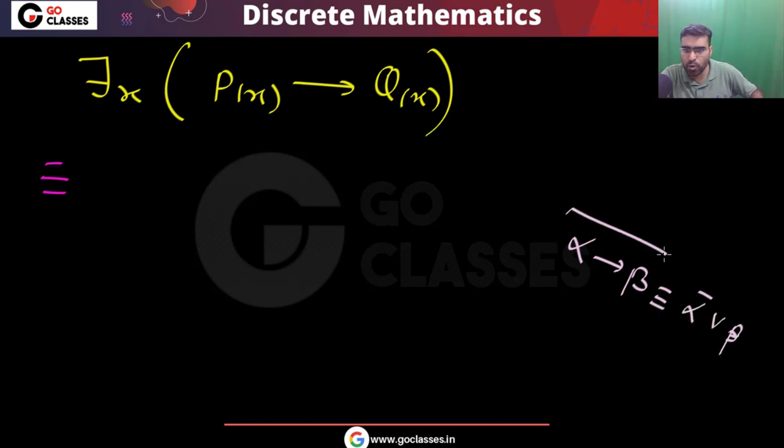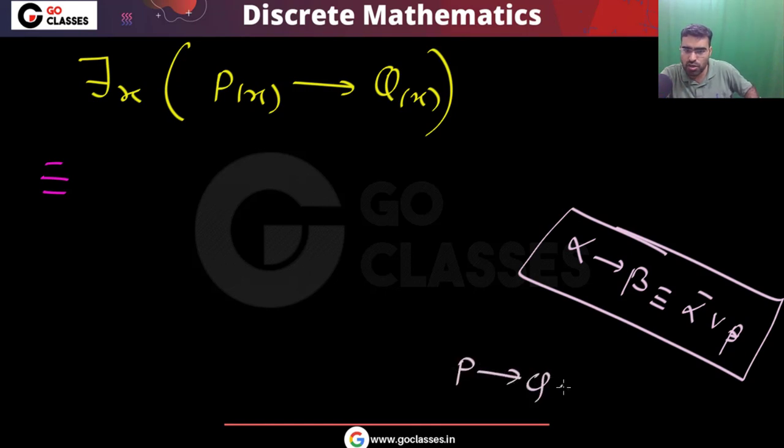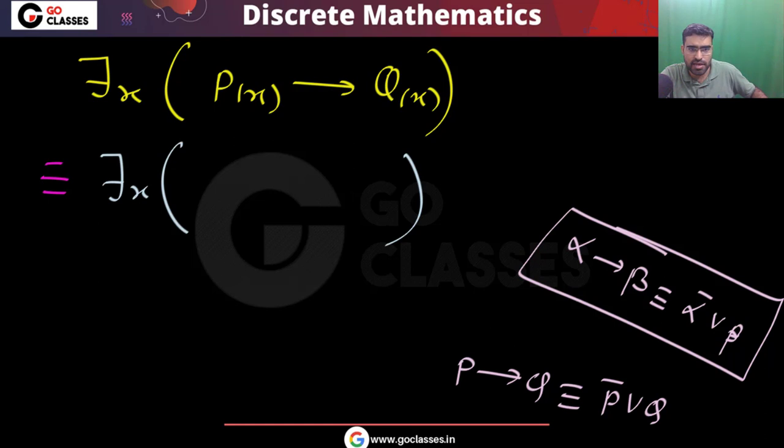This we study in propositional logic. We already know that P implies Q is equivalent to negation P or Q. So the same thing I can do here. There exists X, P implies Q, I can write like this: negation P or Q. Now it is very easy to read this. We are saying that there is some animal, there is some X who is Q or who is not P.